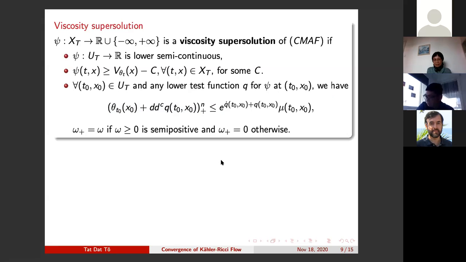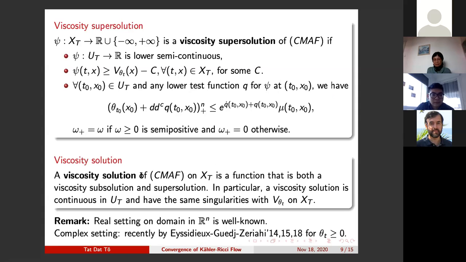Next, a viscosity solution is in fact exactly a function which is both a subsolution and a supersolution. In particular, because we control the upper bound and lower bound with respect to the envelope, if a function phi is a viscosity solution, it should have the same singularity as the upper envelope, I mean with minimal singularities.